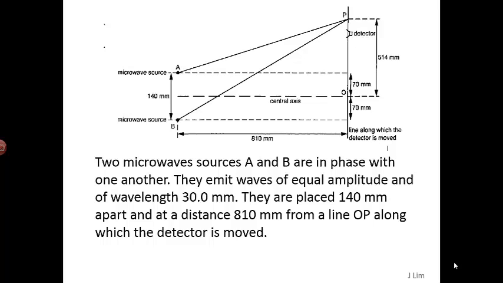Two microwave sources A and B are in phase with one another. They emit waves of equal amplitude and of wavelength 30 millimeters. They are placed 140 mm apart and at a distance 810 mm from a line OP along which the detector is moved.